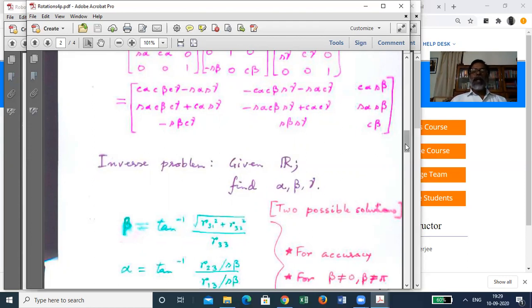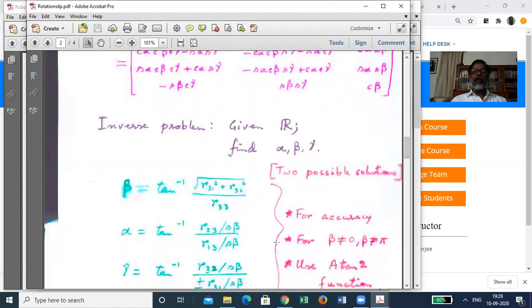So after knowing that, then you can find out gamma. So gamma you determine from these two. Basically, after knowing beta, from the third row you determine gamma, from the third column you determine alpha. These 4 are actually not used at all, the leading 4. So you should use the atan2 function for using this tan inverse appropriately.